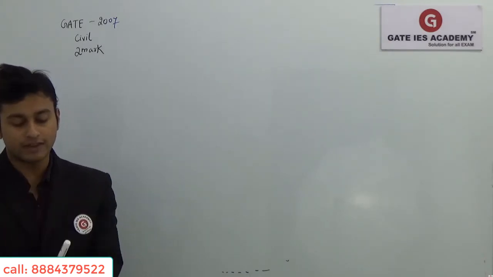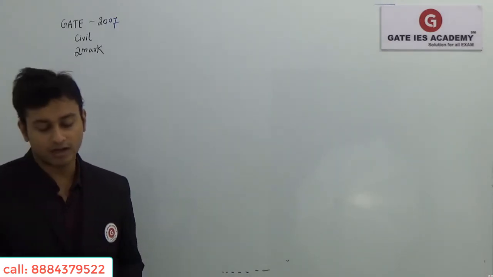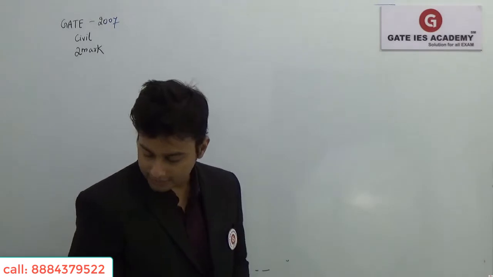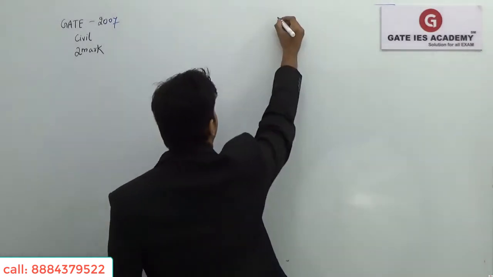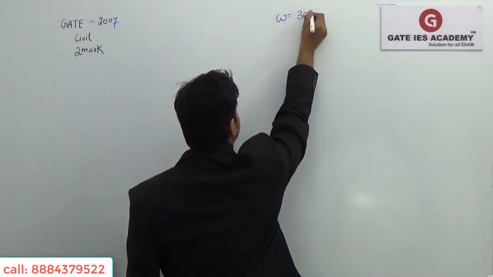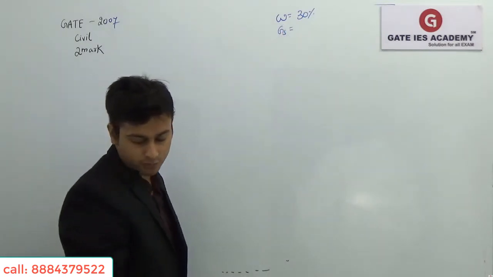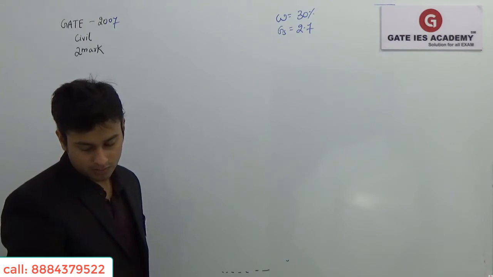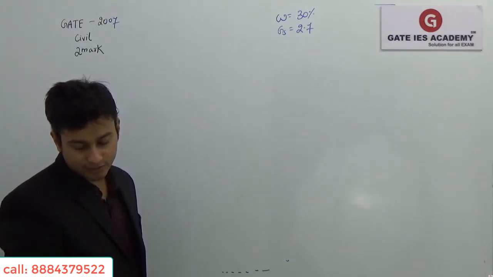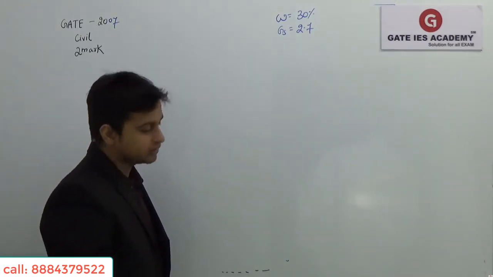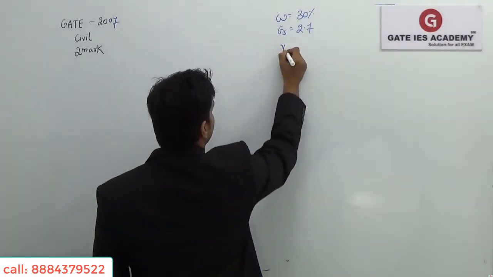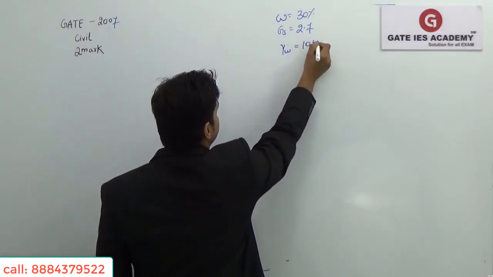So here, what have they given us? They have given us the water content and the specific gravity. So W is given as 30%, and Gs is given as 2.7. What they are asking is the saturated unit weight and the void ratio. They have given gamma w equal to 10 kilonewton per meter cube.